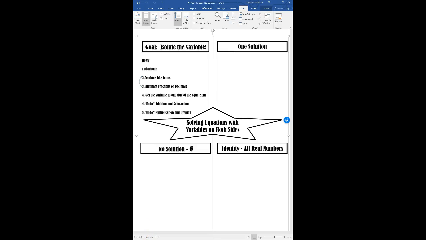This video is an extension of the multi-step equation video. It's going to give us a couple examples of some special circumstances when we have variables on both sides. So when we're solving equations with variables on both sides, let's start by reviewing.